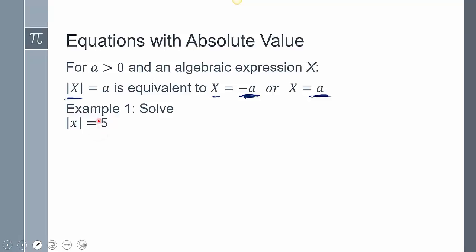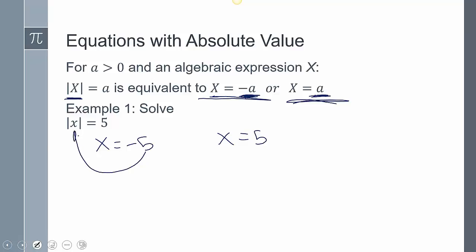So for this first example, this says the absolute value of x equals 5. By this definition, it has to be the negative version and the positive version. So I can say x is -5 and x is +5, and that's going to be my answer. If I wanted to verify this, if I plugged in -5, the absolute value of -5 is +5. If I plugged in +5, the absolute value of +5 is also +5.